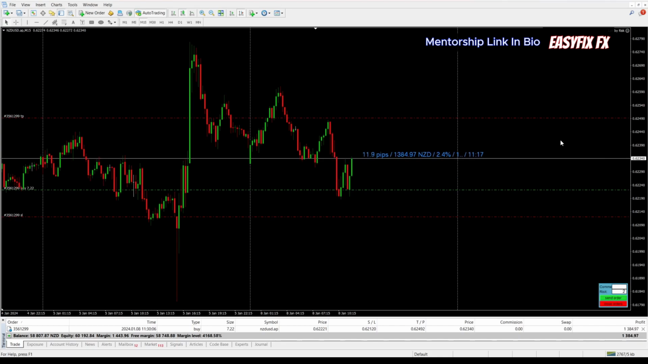Okay guys, so the trade is moving beautifully in my direction. You can see I got tagged in. Now we're up just over 12 pips, basically 12 pips.